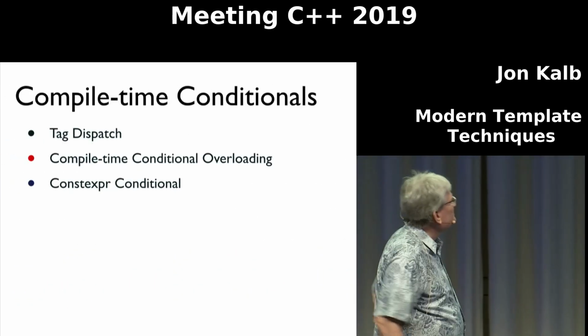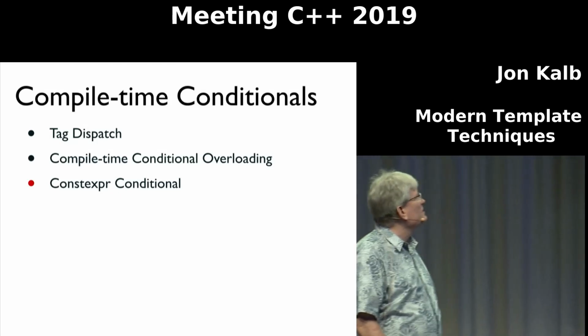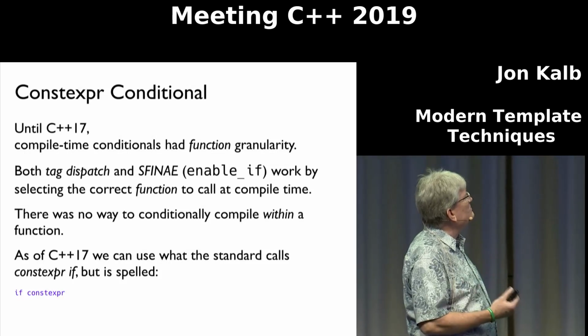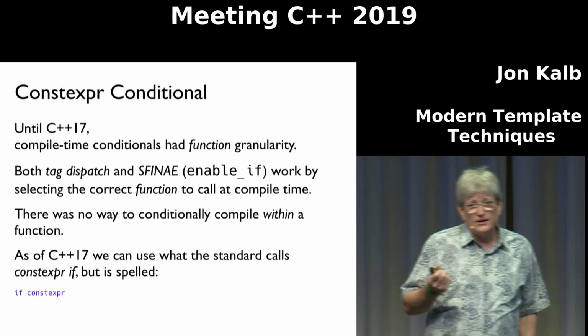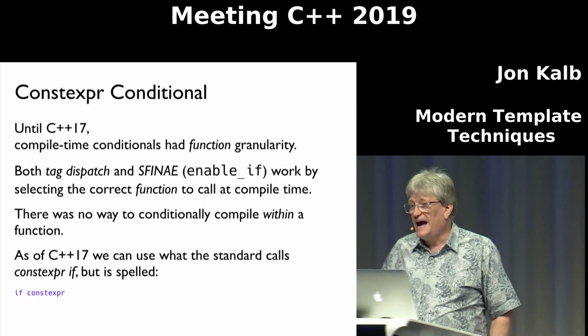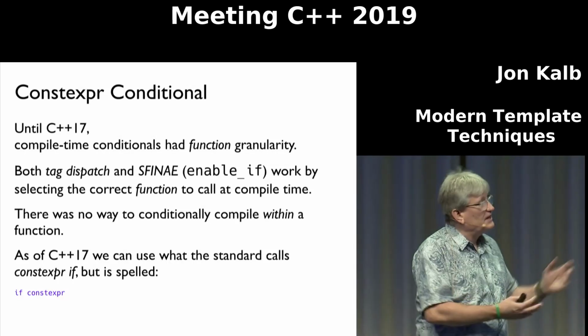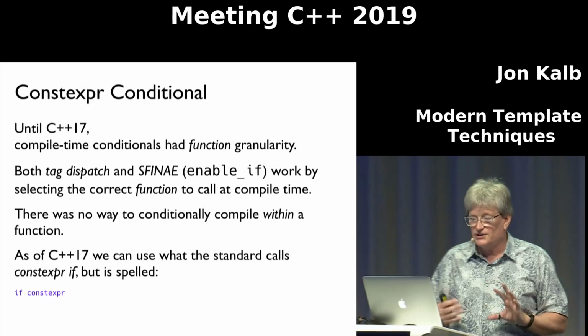All right. So there's another way that we do compile time conditionals, and that is with constexpr if. So until C++17, the granularity of our overloads was always at the function level. Type dispatch would dispatch to a particular function. And SFINAE is SFINAEing away particular functions. So the granularity of that was always at the function level.